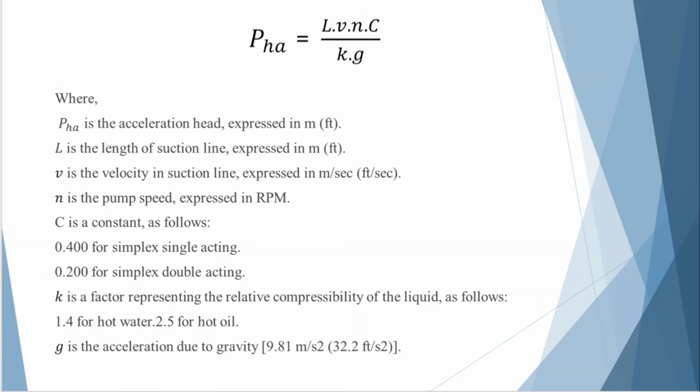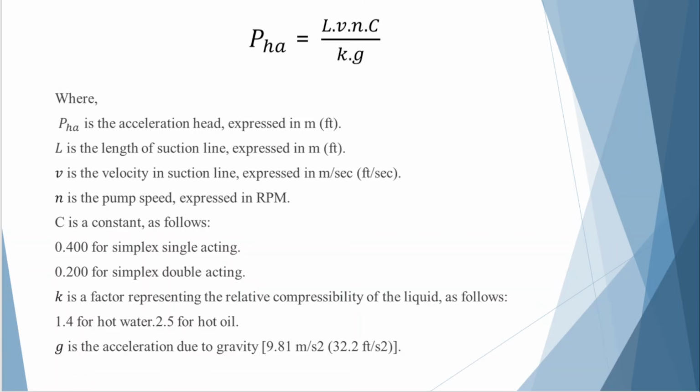Let's briefly understand each parameter. Phi represents the acceleration head, which is expressed in meters or feet of liquid column. L is the length of the suction pipe. A longer suction pipe contains more liquid, so the pump has to accelerate a larger liquid mass during every stroke. As a result, the acceleration head increases. V is the average velocity of the liquid in the suction line. Higher liquid velocity means greater inertia, which also increases the acceleration head.